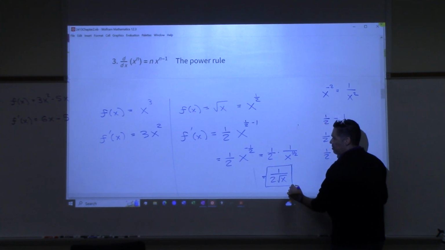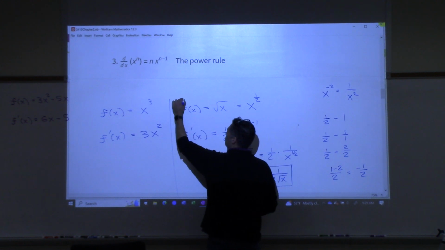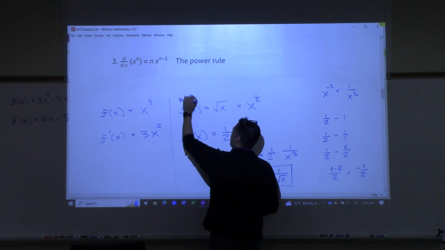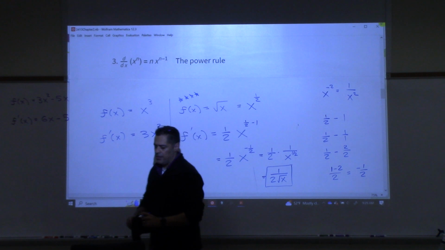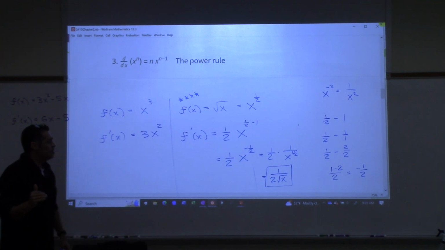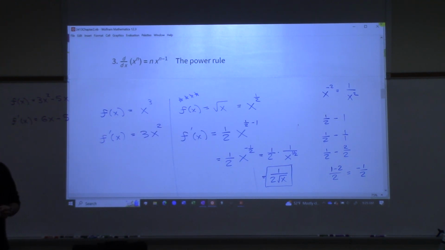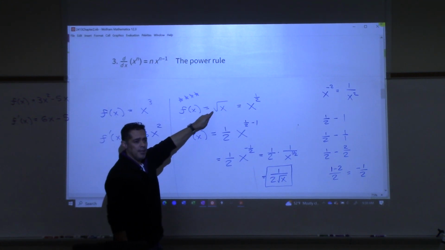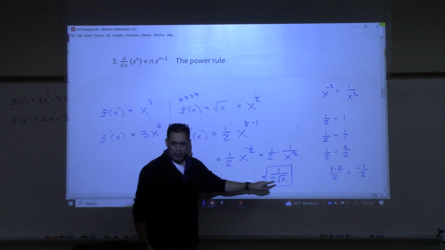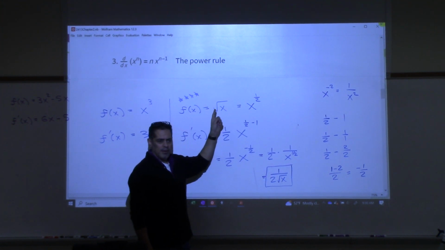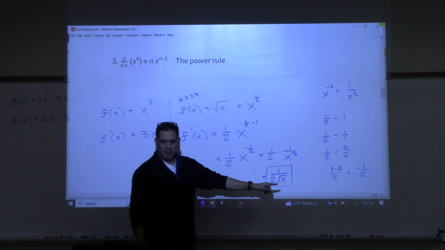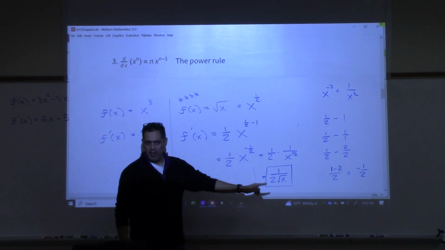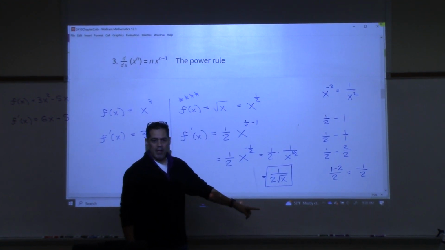I'm going to leave that as my answer. I want you to put a star next to this one. No, let's do 3 stars. Let's do 4 stars next to this one. Because as a Cal 1 student, we are going to take the derivative of the square root of x so many times in this class that what you should do is just burn into your brain that the derivative of the square root of x is 1 over 2 root x. Just burn it in, all right?